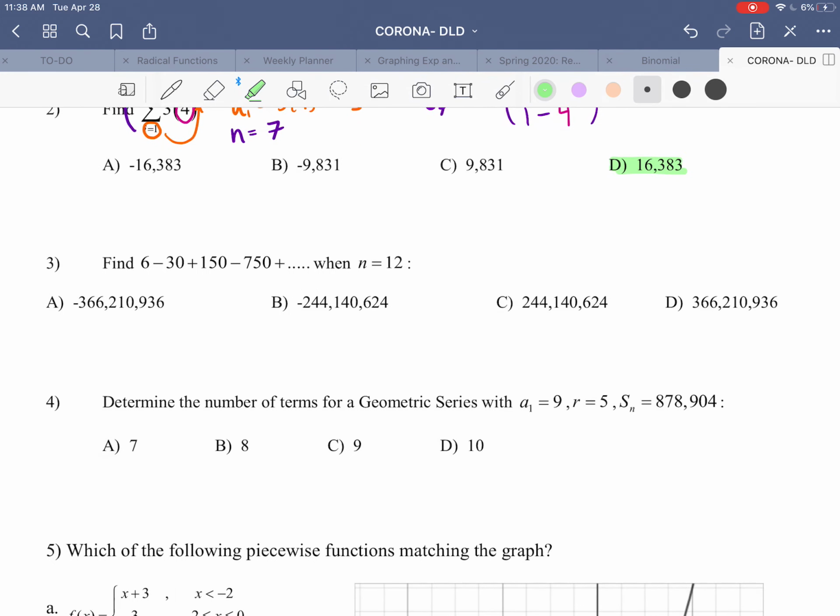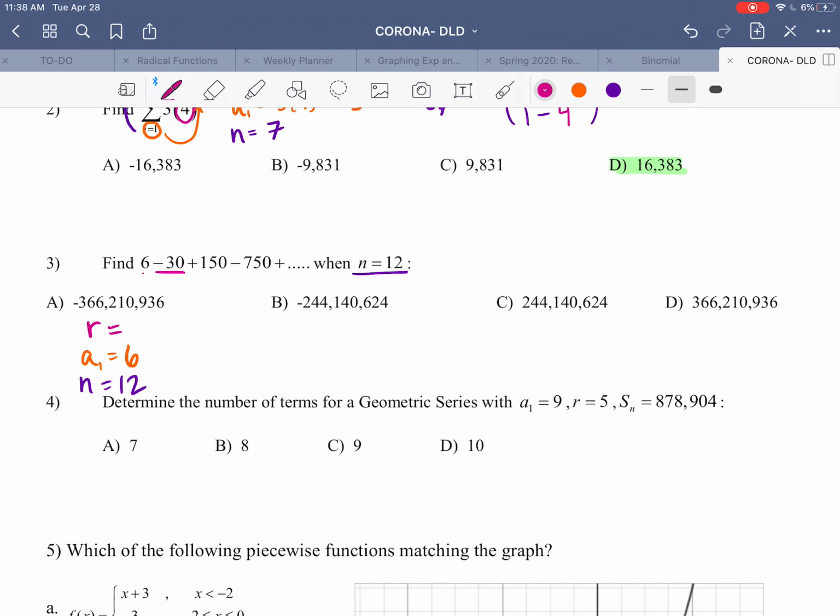All right, next one, it's asking us to find the sum when n is equal to 12. So again, we're finding our r, a sub 1, and n. We know n is 12 because it tells us that right here. A sub 1 is our initial value. So our initial value here is 6 because it's the first number in our sequence. And then r we need to find.